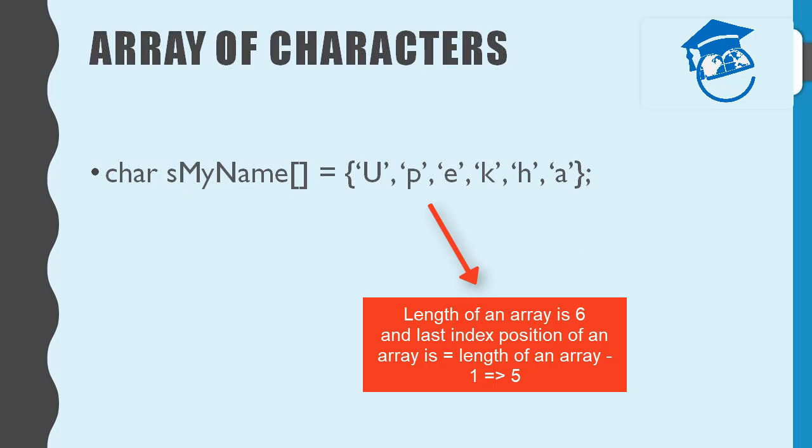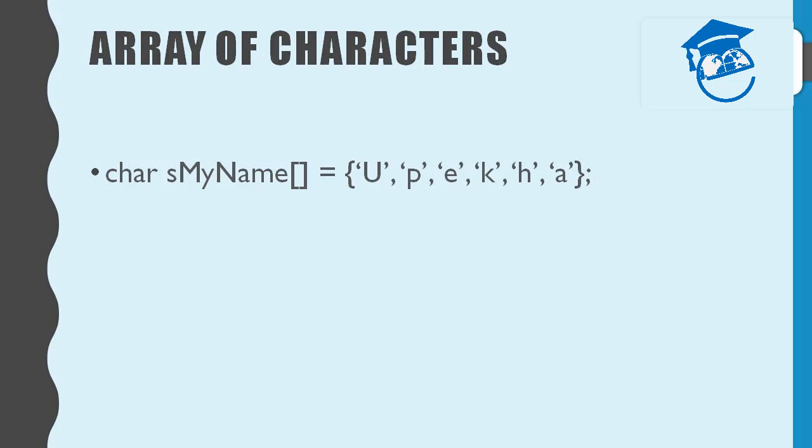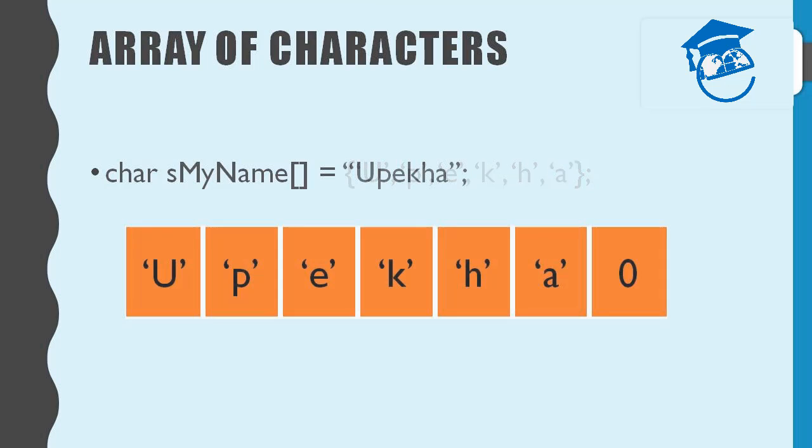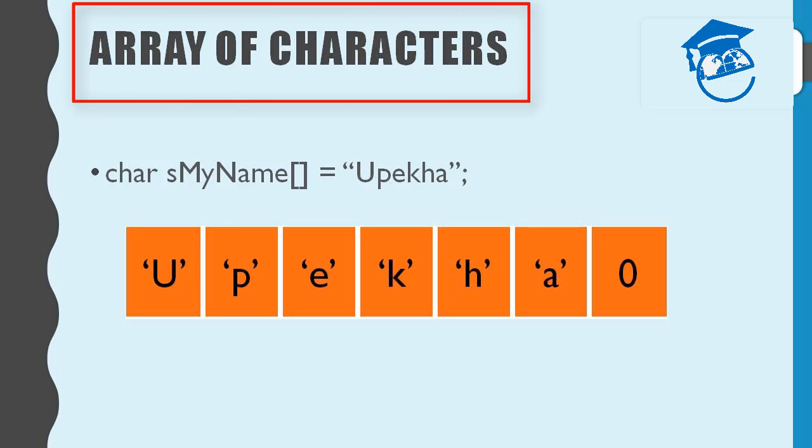Yes, the length of this array is 6 and the last index position is 5. The index position 0 got the character value uppercase U, the index position 1 got the value lowercase p, the index position 2 got the character value lowercase e, the index position 3 got the character value lowercase k, the index position 4 got the character value lowercase h, and the index position 5, the last index position, got the value lowercase a.